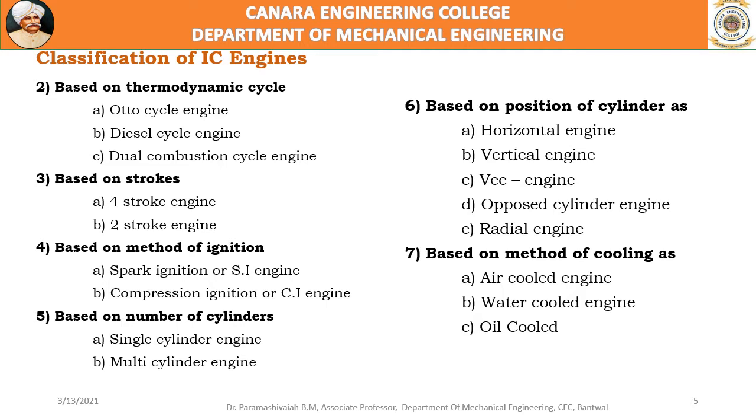Then based on the method of ignition, engines can be classified into two categories. One is spark ignition or SI engines, then compression ignition or CI engines. Then number six, based on the position of the cylinder, we can classify the IC engines into horizontal engines, vertical engines, V engines, opposed cylinder engines, and the radial engines. And finally, based on the method of cooling adopted to cool the engine, we can classify the engines into air-cooled engines, water-cooled engines, and oil-cooled engines.